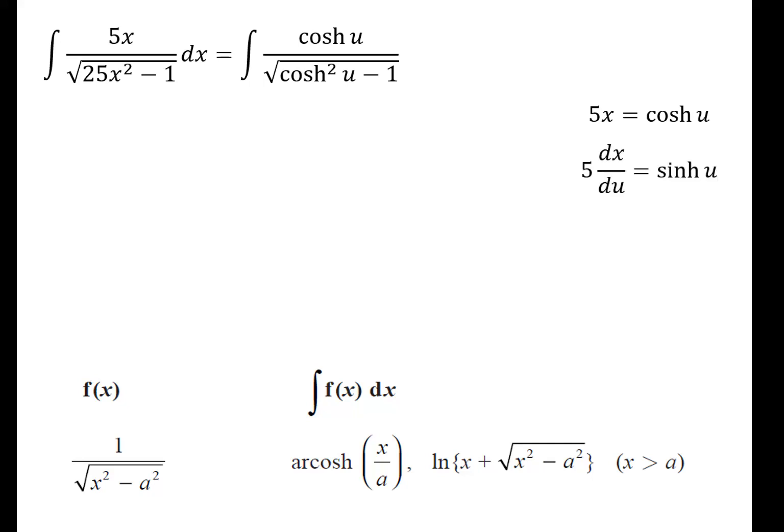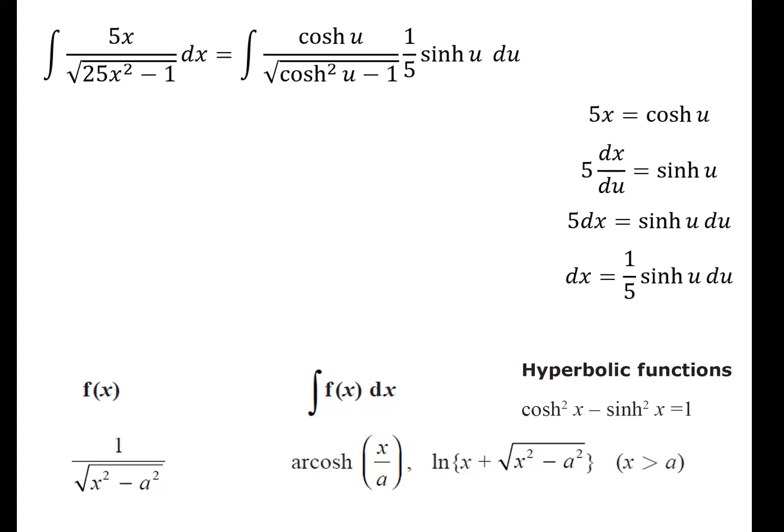I need to sort the dx out, of course, and differentiate both sides of that in terms of u. 5 dx over du is sinh u, or I can write it like this: the dx is a fifth sinh u du. So that's the substitution done. Looking at the formula book, cosh squared u minus sinh squared u is equal to 1, so cosh squared u minus 1 is sinh squared u. The square root of sinh squared u is just sinh u.